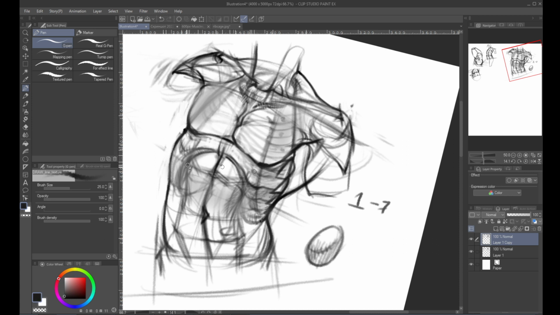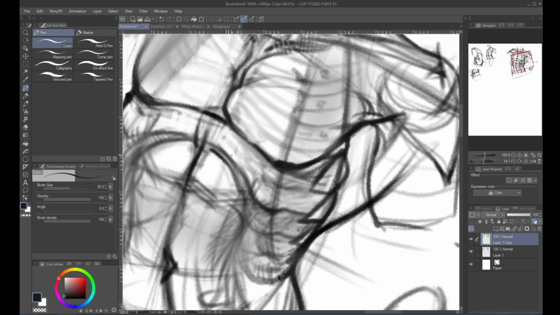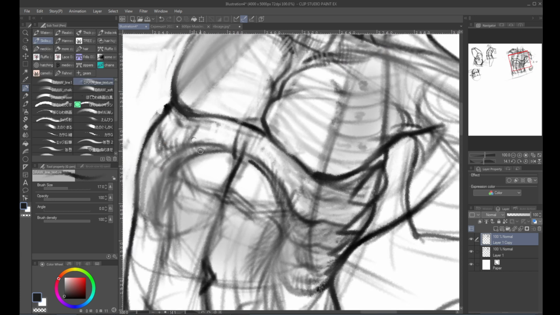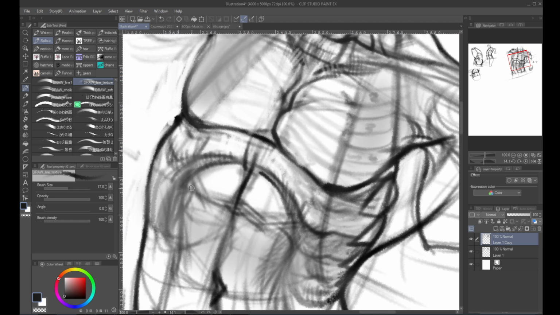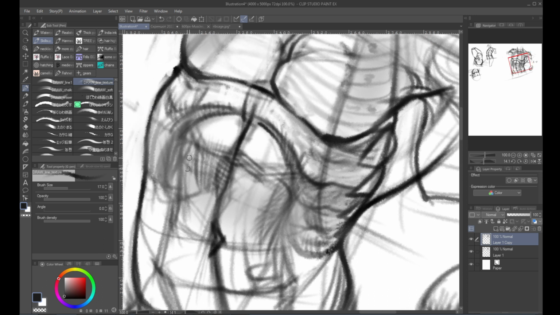So the lower part of our abdominal muscles and the lower part of the ribcage will be shaded like this. But of course, we should remember that there are smaller shapes as well.